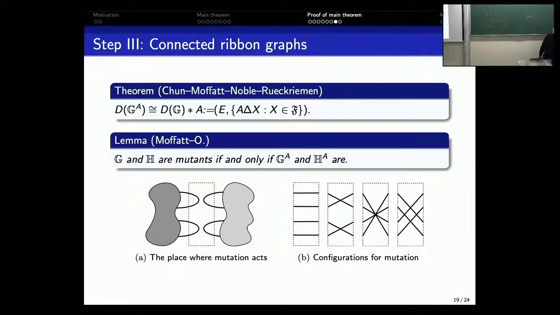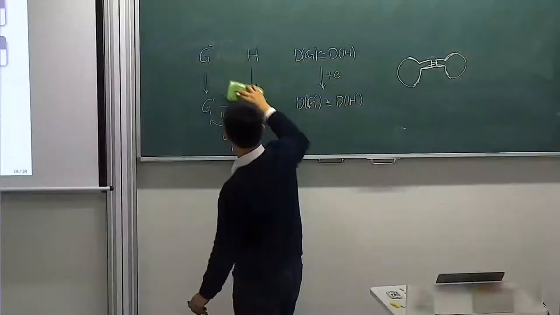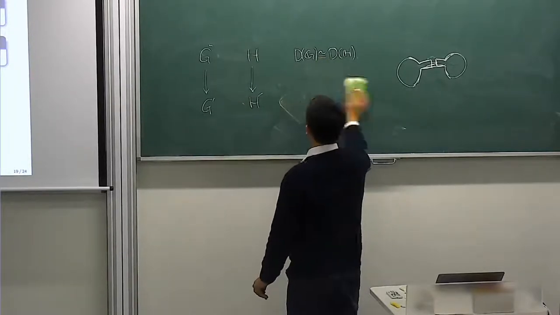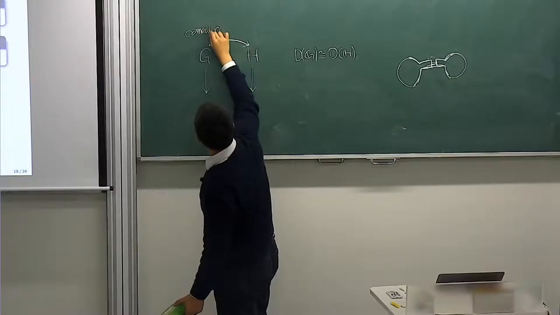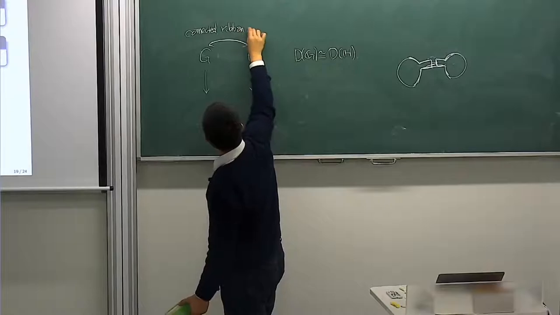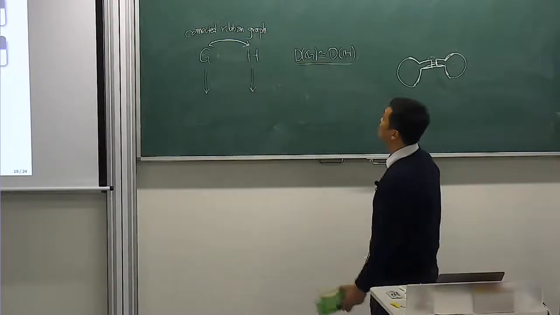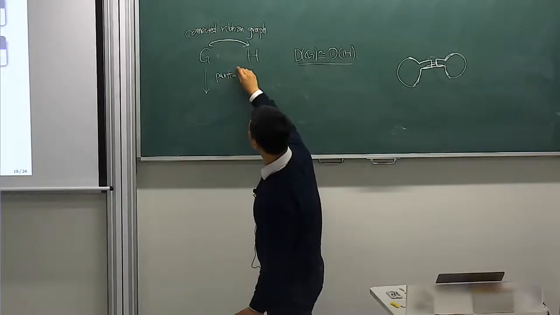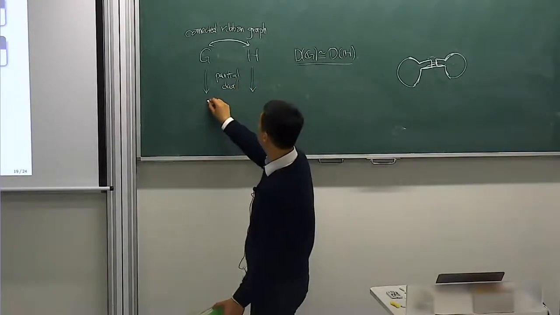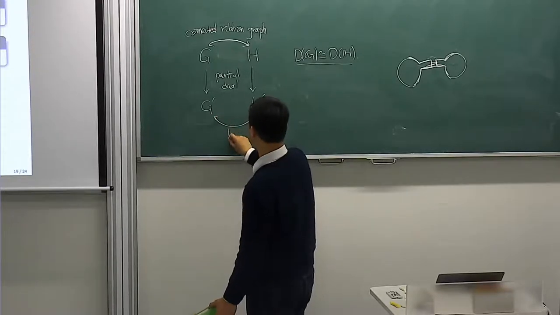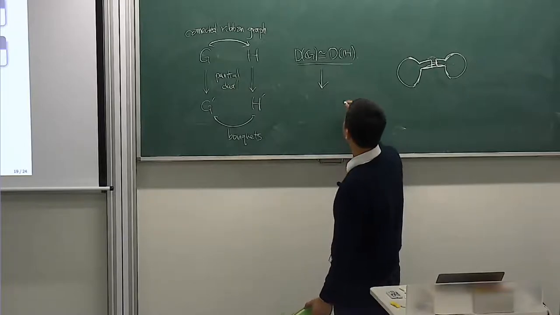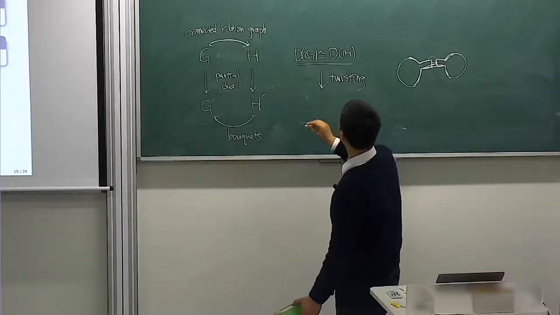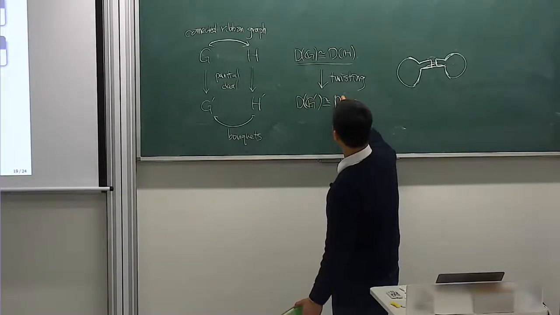In this case, suppose we have connected ribbon graphs with isomorphic delta matroids. If we apply a partial dual with respect to quasi-trees, we can obtain G prime and H prime, and they are bouquets. By the theorem of Chan, Moffatt, Noble, and Ruppelmann, this operation is just twisting. So we still have isomorphic delta matroids between G prime and H prime.